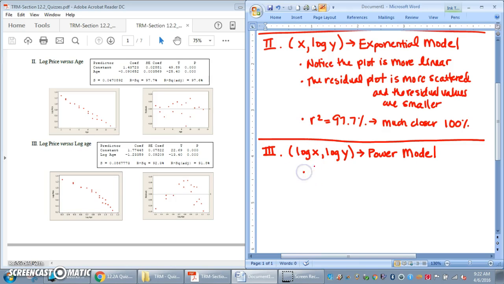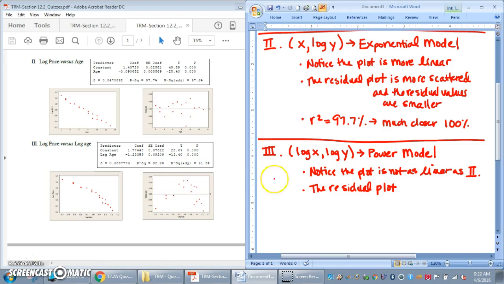You go through and look at the same three things. Notice the plot. The plot is more linear than our original, but it is not as linear as our exponential model, Roman numeral number 2. The residual plot, if you look at the residuals, actually looks like it has a pattern to it again. It goes in sort of the opposite U. So the residual plot appears to have a pattern.